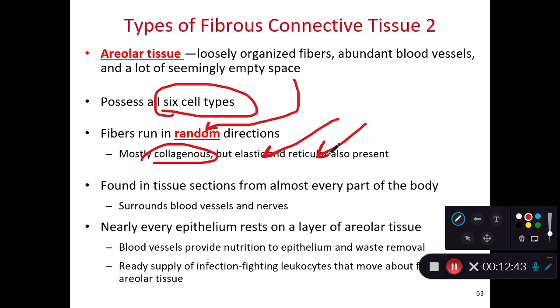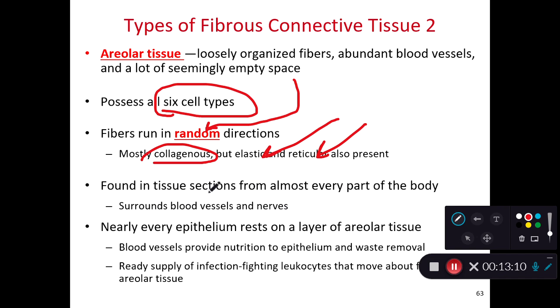A random orientation to the fibers gives areolar tissue about equal strength in any given direction. So you can tug on it, you can pull it up, you can pull it down, you can pull it to the left, pull it to the right. You'll have about equal strength if you pull it in any direction, apply force in any direction, because the fibers are oriented in all directions.